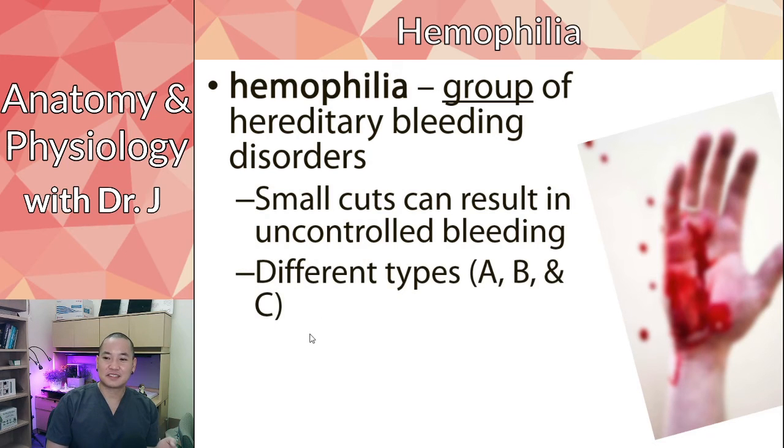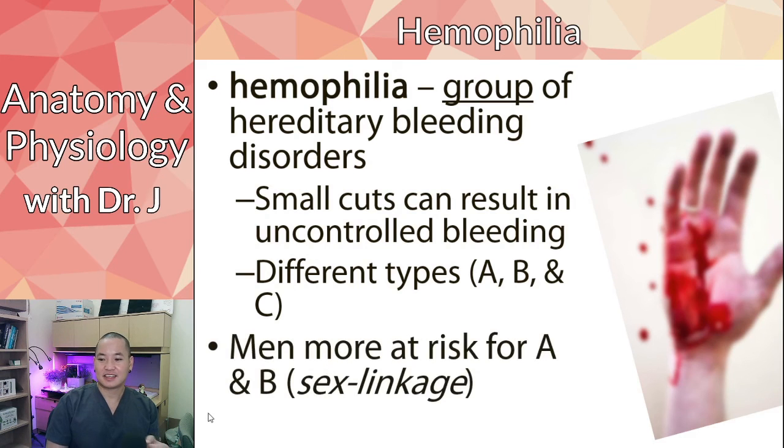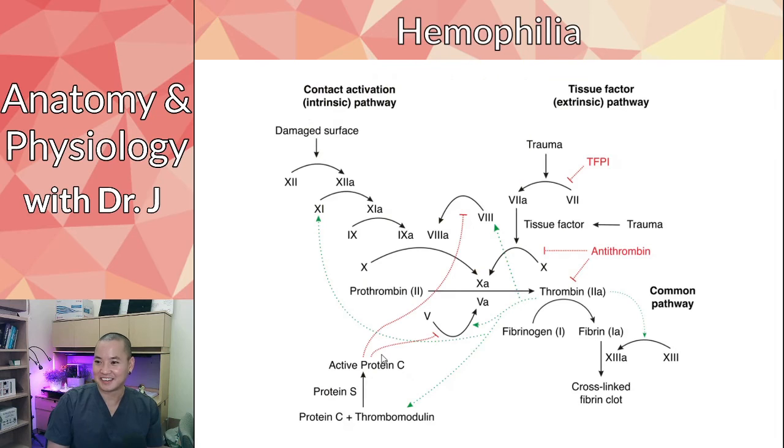So there are different types. Again, it's a group of hereditary bleeding disorders. And it's interesting, sex linkage, I'll save that for whoever's teaching genetics to you if you're a bio major, or I wonder if they cover it in pathophys. But men are more at risk of hemophilia type A and B because some of these clotting factors are encoded on the X chromosome. But I think we don't really have time to cover genetics right now.